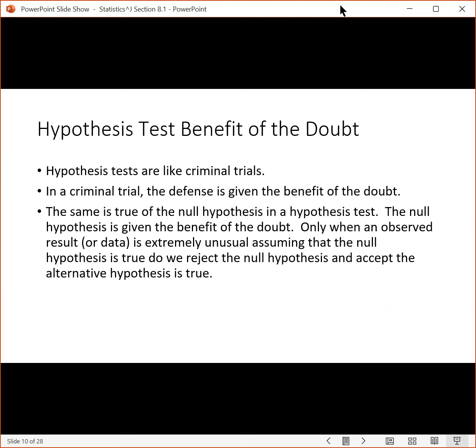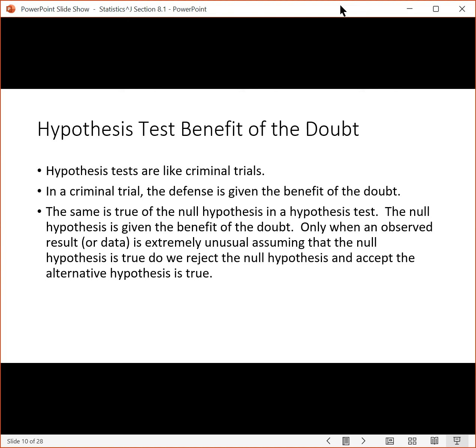This is a very, very important slide. Let's talk about benefit of the doubt. Hypothesis tests are like criminal trials. In a criminal trial, the defense is given the benefit of the doubt. The same is true of the null hypothesis in a hypothesis test. The null hypothesis is given the benefit of the doubt, and we only reject it when an observed result or data is extremely unusual, assuming that the null hypothesis is true. Do we reject the null hypothesis and accept the alternative hypothesis as true?